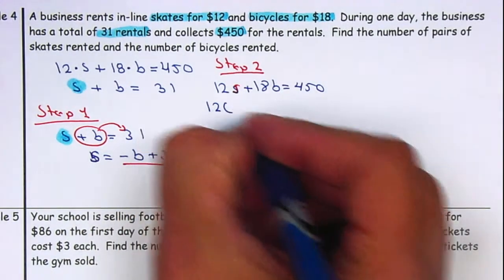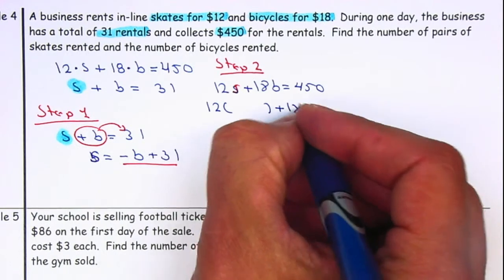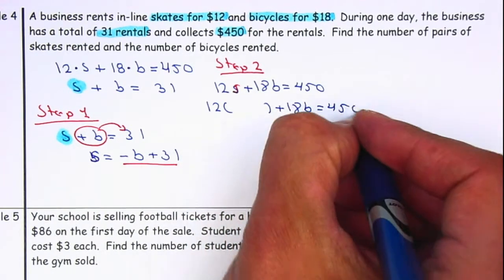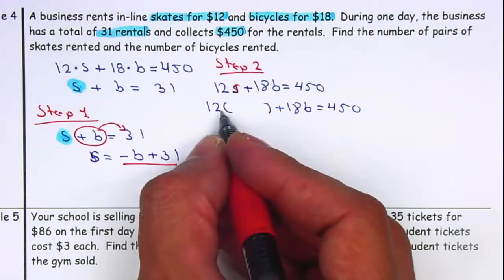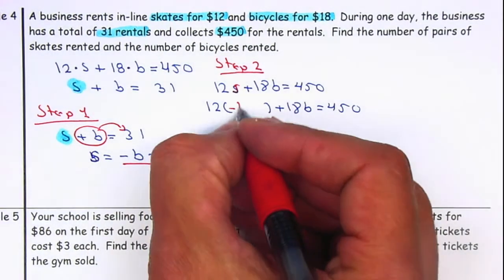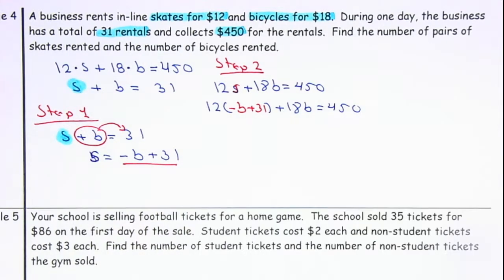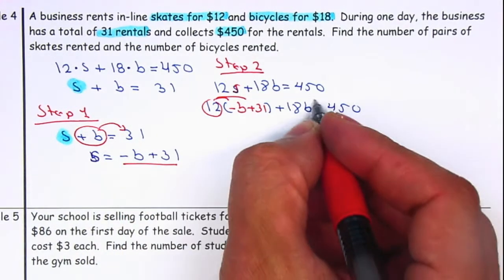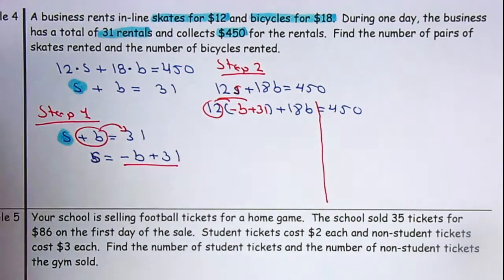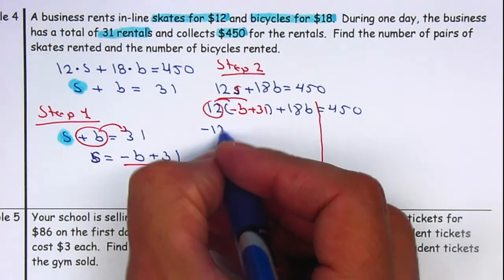So 12, instead of the S, I'll be substituting negative B plus 31. Notice that there's no more S in here. The S is being replaced by negative B plus 31. I'm going to use my distributive property to simplify and solve for B. 12 times negative B will give me negative 12B.